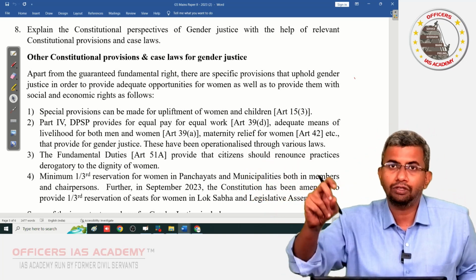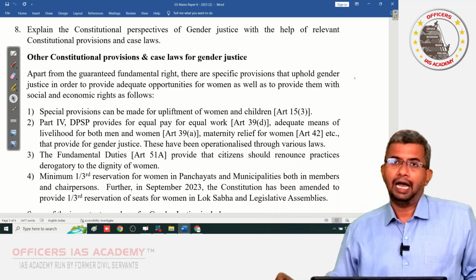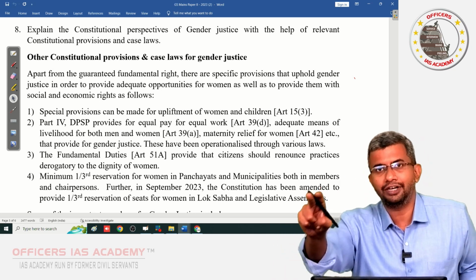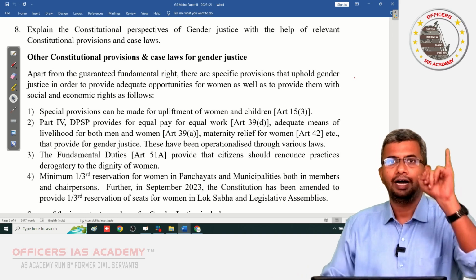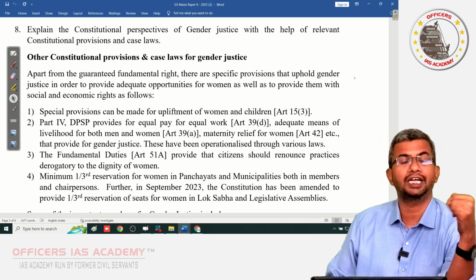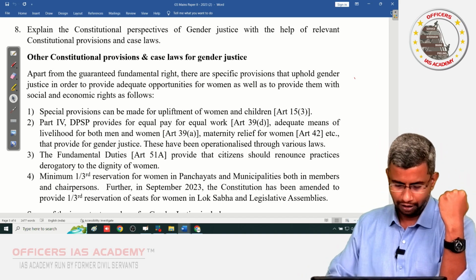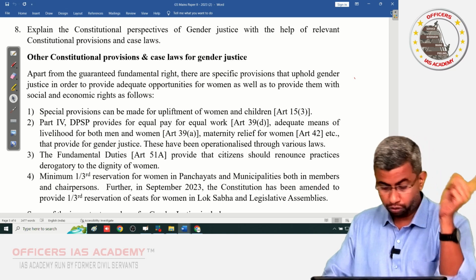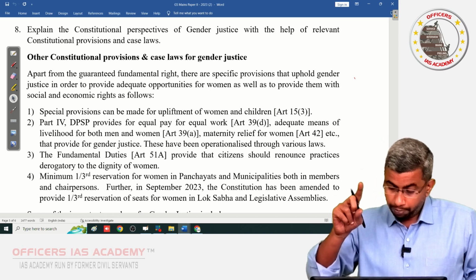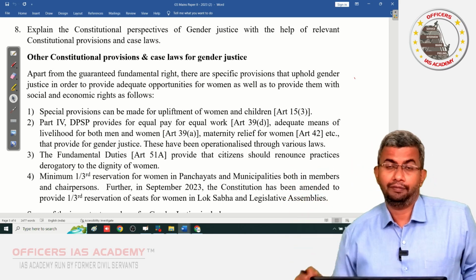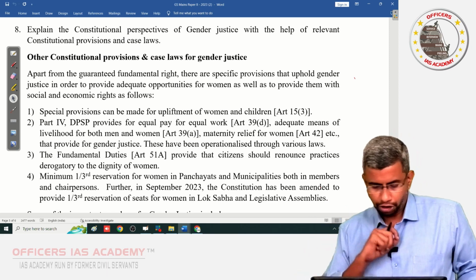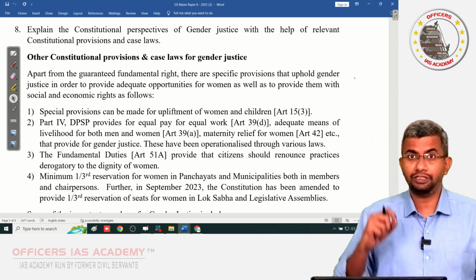But what are the other constitutional provisions? Apart from the guaranteed fundamental rights, there are specific provisions that uphold gender justice. What are they? Article 15(3): special provisions can be made for women and children. Part 4, the directive principles, says adequate means of livelihood for both men and women, equal pay for equal work for men and women, 39D. Maternity relief for women, 42. All these provide for gender justice.